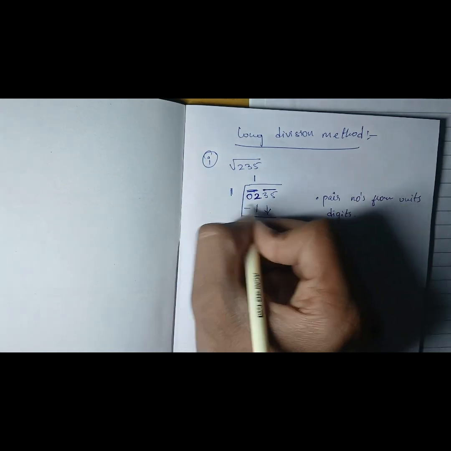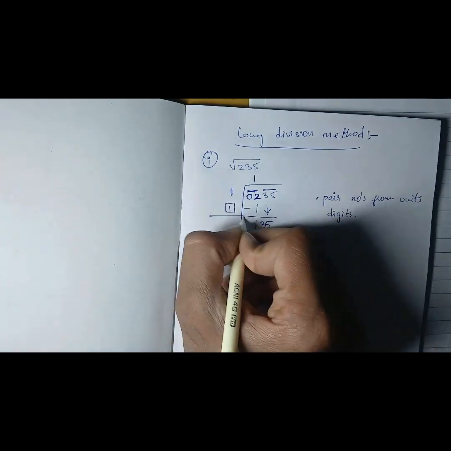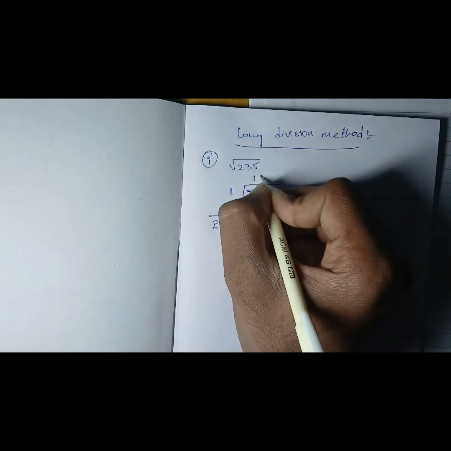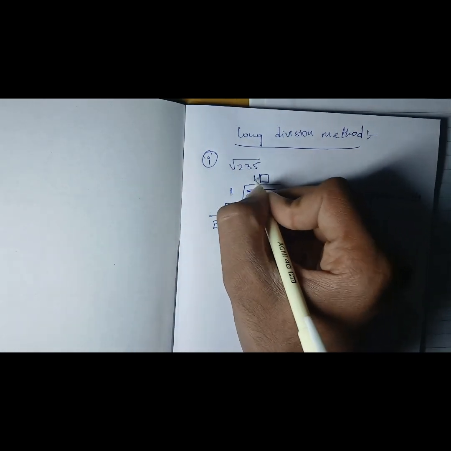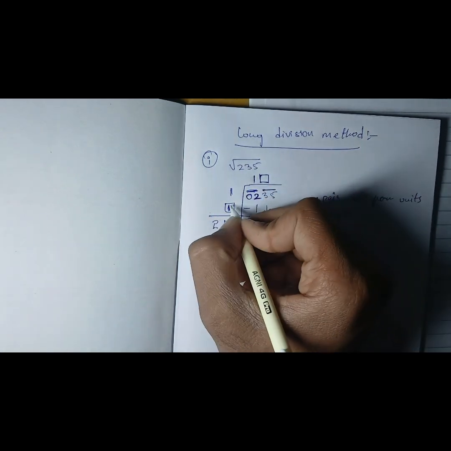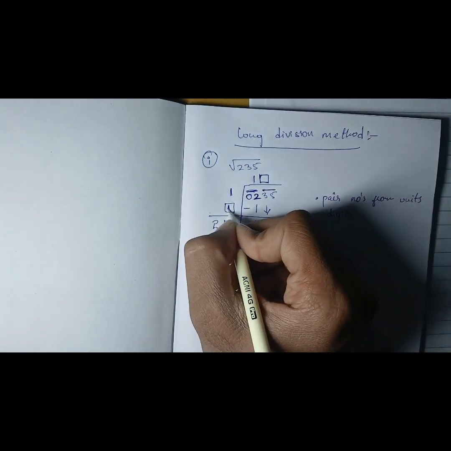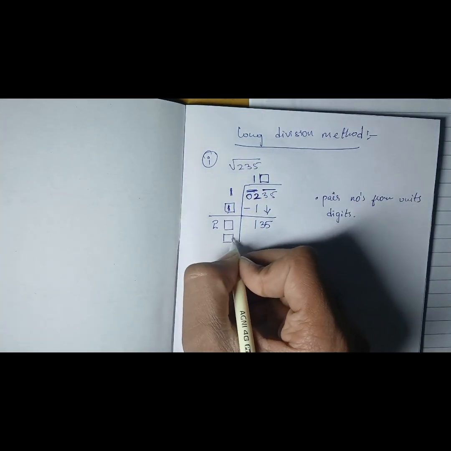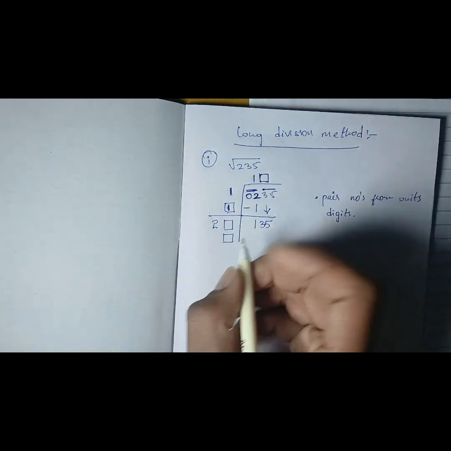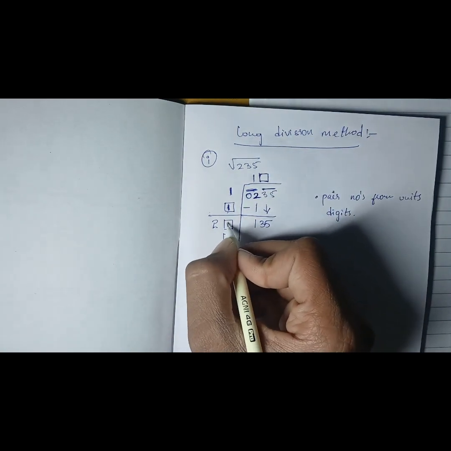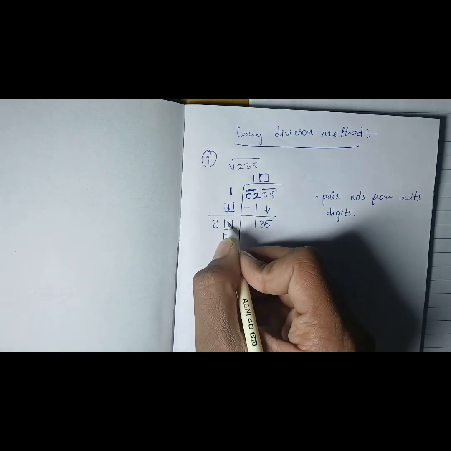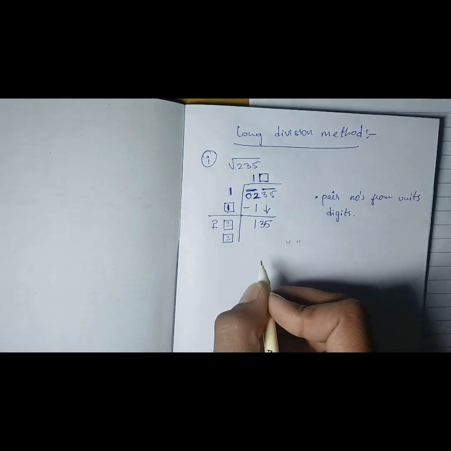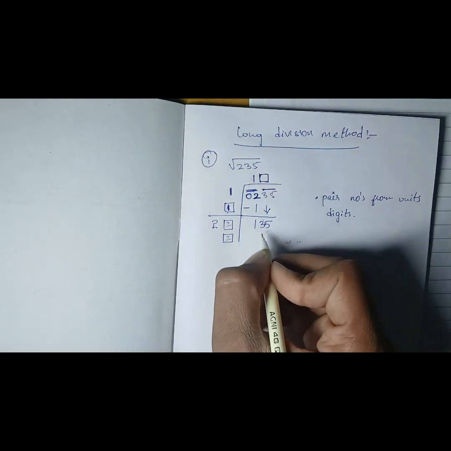Now here we should add the same number 1, that is 2. Now draw one box here, another box here, another box here. Multiply here and add here. That means if you write a number in this box, these boxes should contain the same number. For example 2, here also you should write 2. 2 into 2, 4, and 2 into 2, 4, 44, which is less than 135. But we need a number which is less than 135 and nearer to 135.